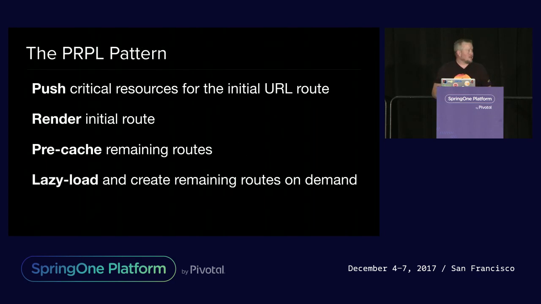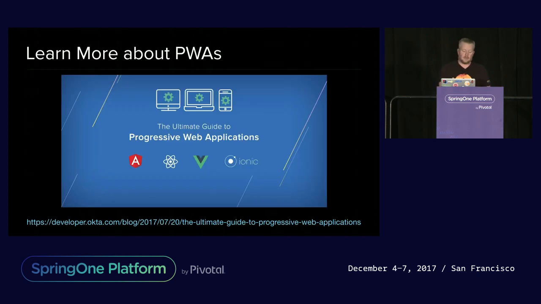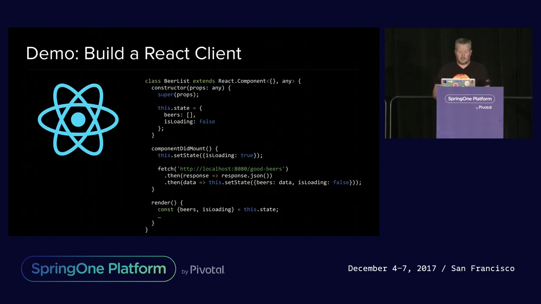So the PURPLE pattern is push critical resources for the initial URL route. So that's there right away. Render the initial route. Pre-cache the remaining routes. And then lazy load and create remaining routes on demand. So I'll show you the first few things. We won't really get into the lazy loading. But if you want to learn more about PWAs, I wrote a blog post about that as well. So now we'll get into building a React client.